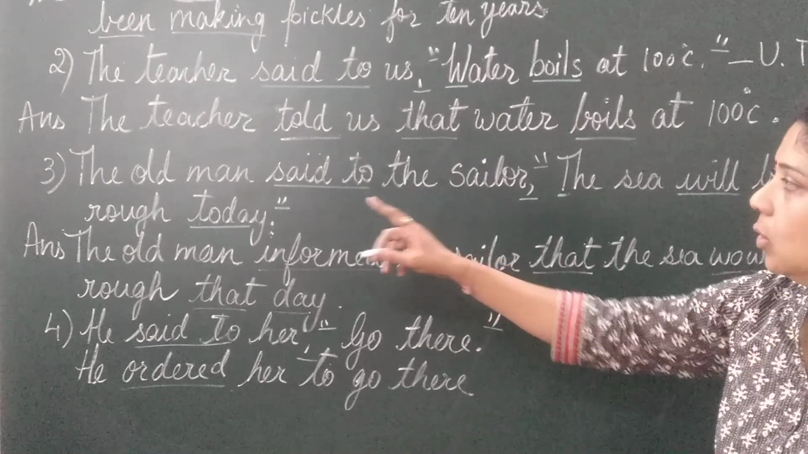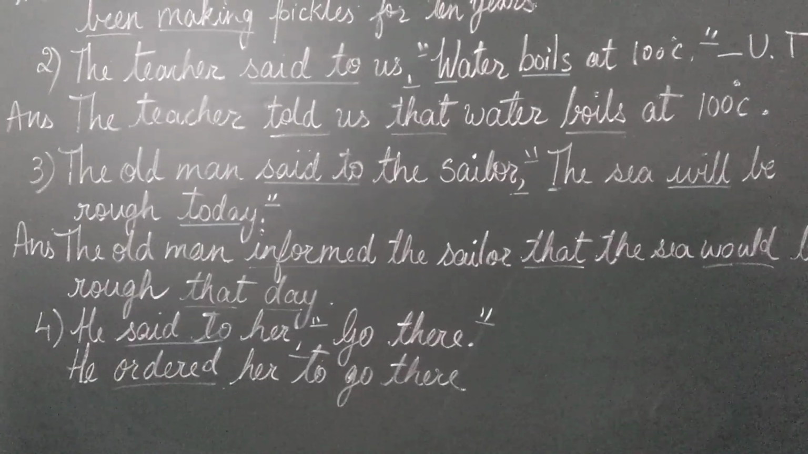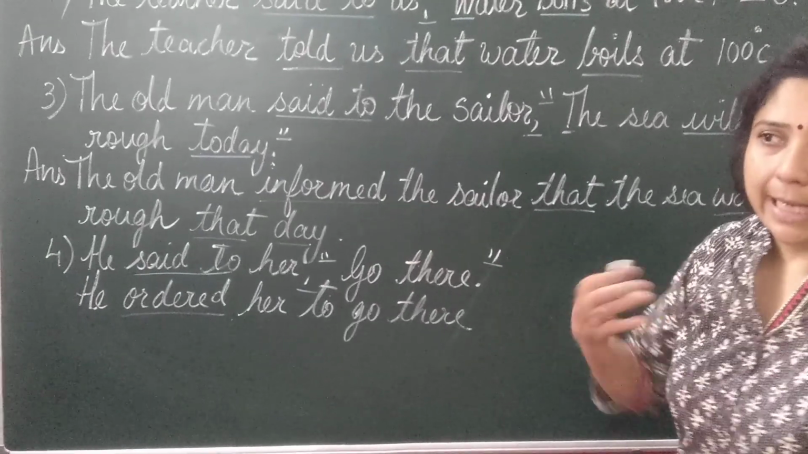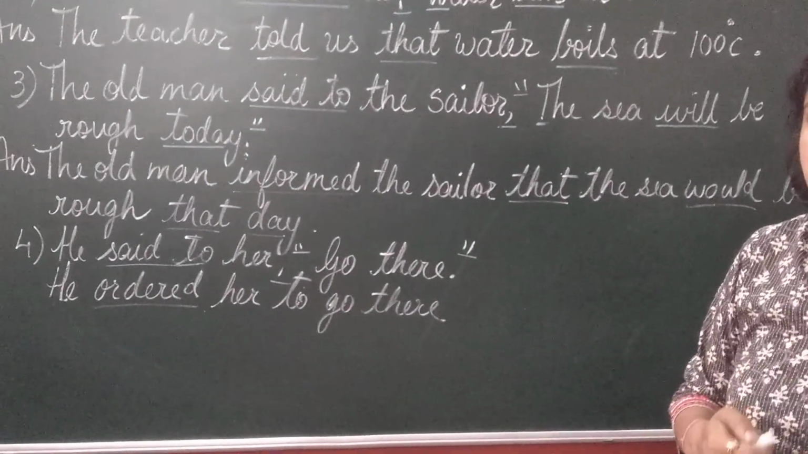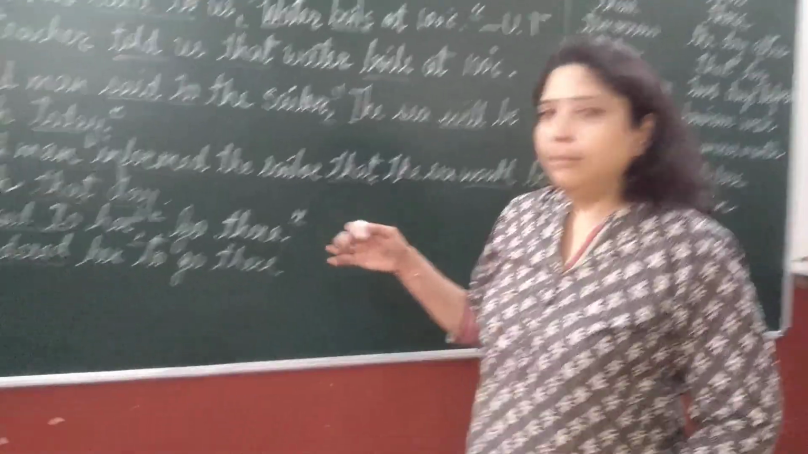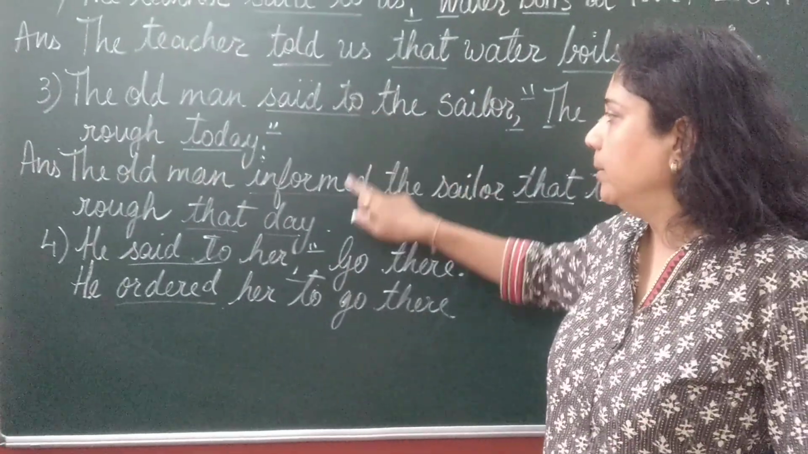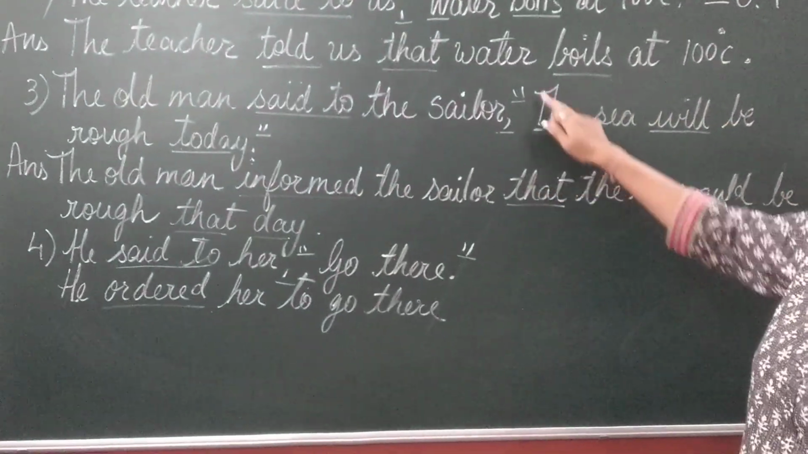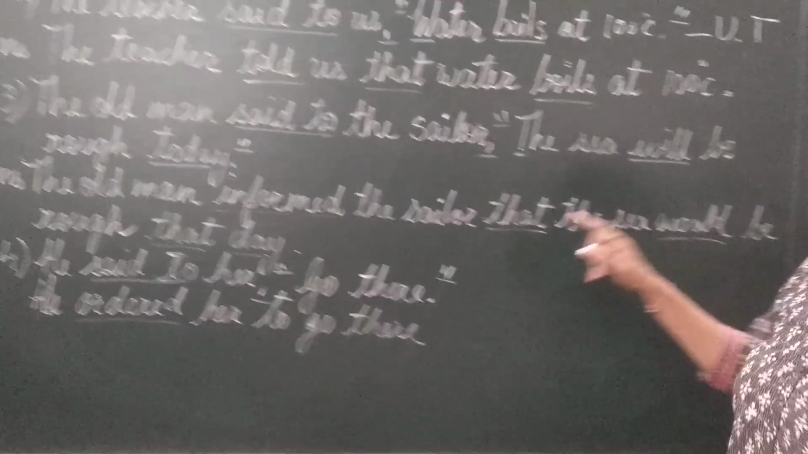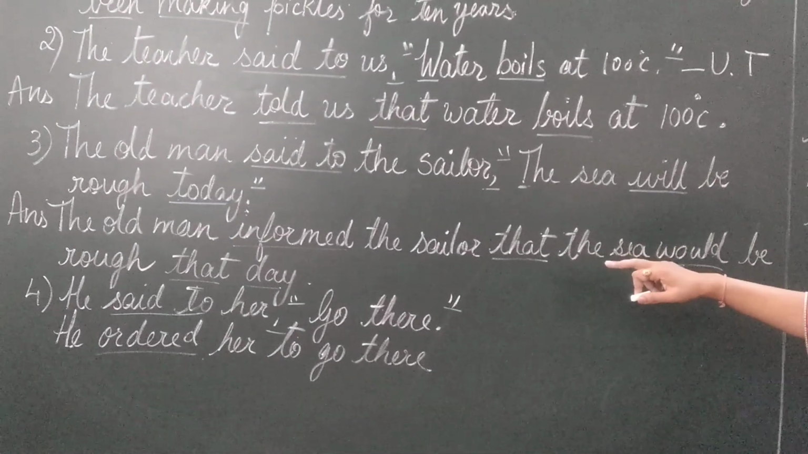The third: The old man said to the sailor, "The sea will be rough today." Again, said to will become informed. You can use these words when you are telling something, I inform. If you are asking something, we are going to do those sentences of exclamatory and question mark, probably in the second part. Those words you can change. Your said to becomes informed. The sailor. We are changing this, it will become that. Will has become would. Today has become that day. Can you see the necessary changes that we have made here?